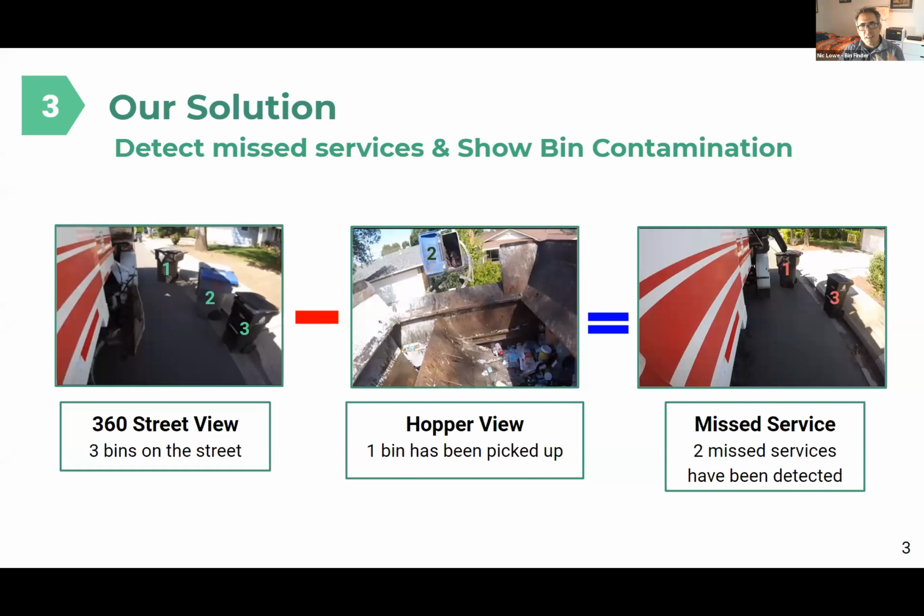The key thing that we want to explain to you is finding a missed service is really easy. It's simply the number of bins you see on the street minus how many you empty equals the number of missed services. Currently, you only detect missed services by residents calling you, but we can detect all the ones that they didn't call you on as well. And it saves the driver from pressing a button, which causes distraction and driver safety issues.